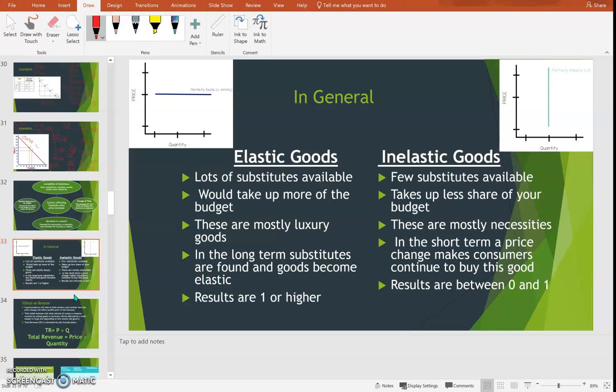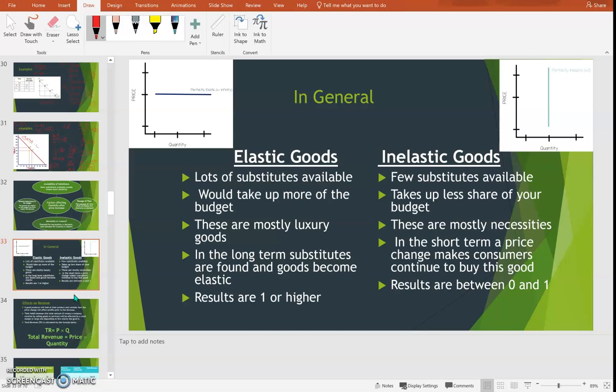For inelastic goods, there are few substitutes available. It takes up less share of your budget, right? So packs of gum, right? It doesn't matter that they change the price of gum from $1 to $1.50 for a pack. That's a small amount of my budget, so if I want gum I'll just get that $1.50 pack. These are mostly necessities.